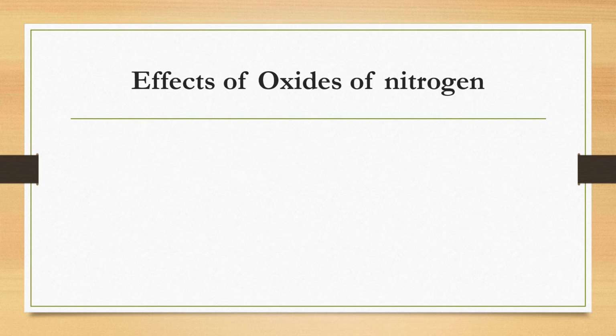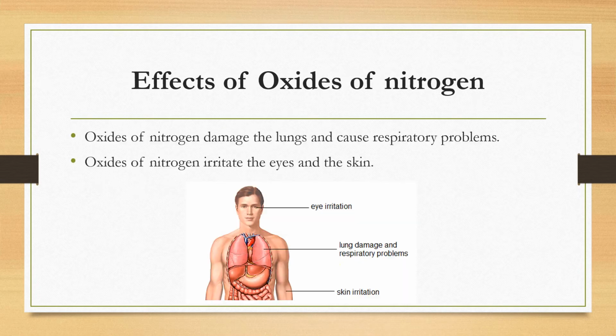Let's now explore some effects of oxides of nitrogen. It is interesting to note that oxides of nitrogen have the same effects as sulfur dioxide. Oxides of nitrogen damage the lungs and cause respiratory problems. They irritate the eyes and the skin.